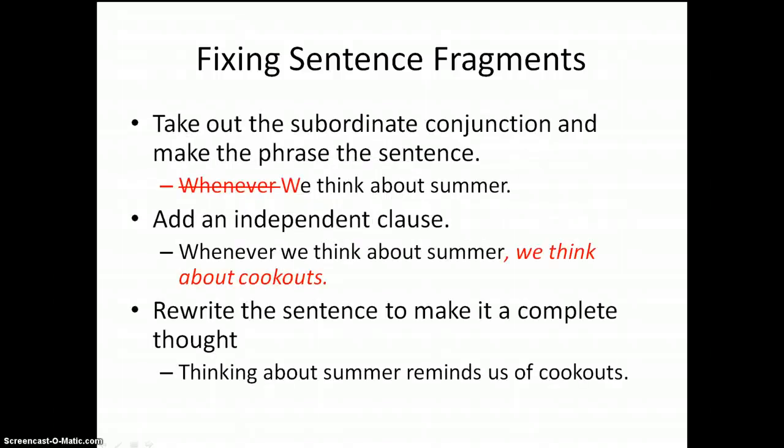You can take out the subordinate conjunction and make the phrase a sentence. Whenever we think about summer is a dependent clause. To avoid the sentence fragment, we can just take out the whenever and make it an independent clause. Or we can add an independent clause: Whenever we think about summer, we think about cookouts. So we have a dependent clause and we add the independent clause.